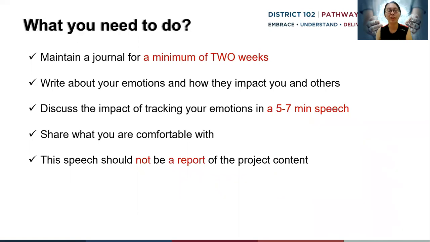And what you need to do for this particular project is, first, you need to maintain a journal for a minimum of 2 weeks. Or in other words, journal is like writing diary. You record down what you have done for the day, how you are feeling, whatever it is. Journal down your emotions and your routine. Write about your emotions and how they impact you and others. Discuss the impact of tracking your emotions in a 5 to 7 minute speech.